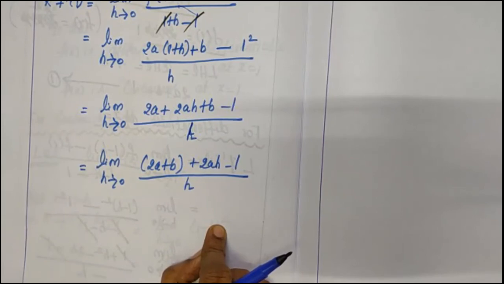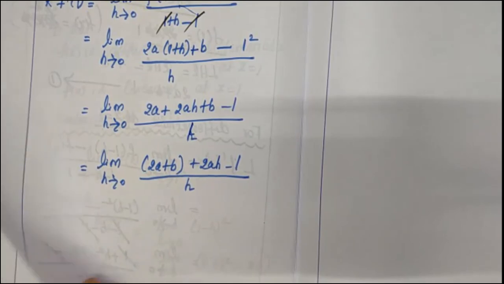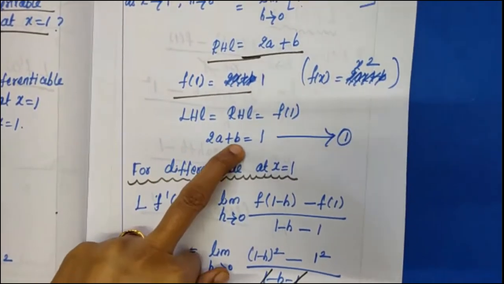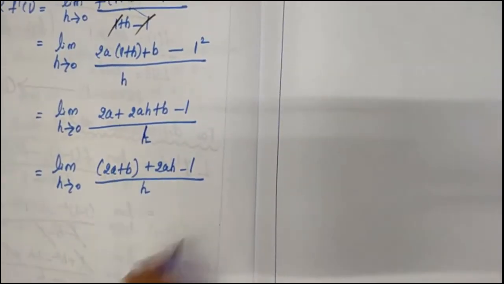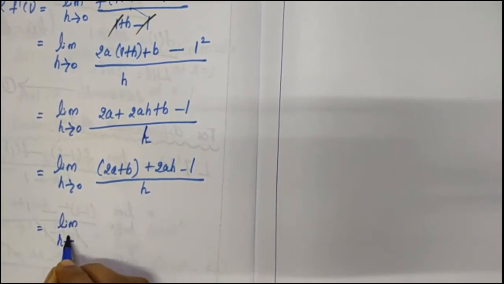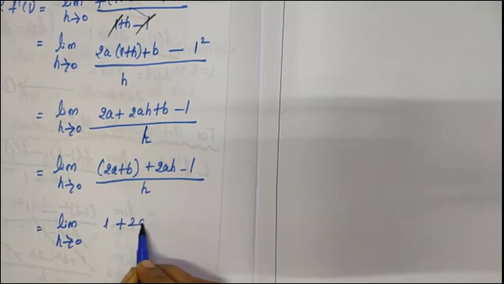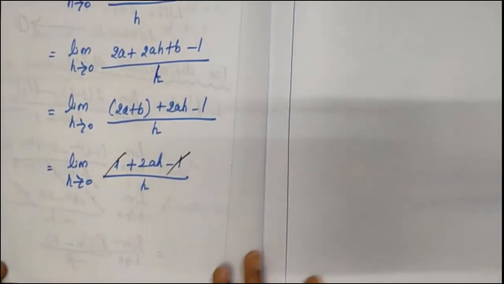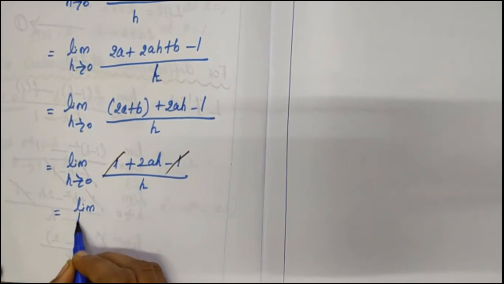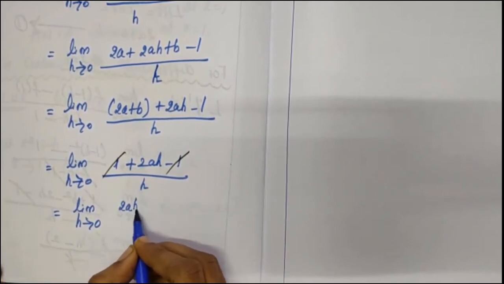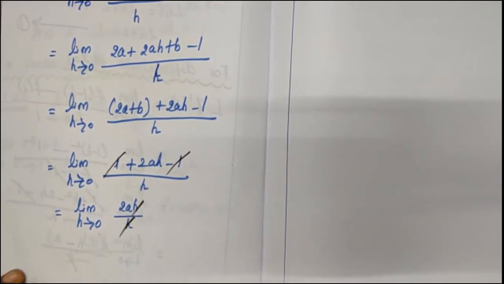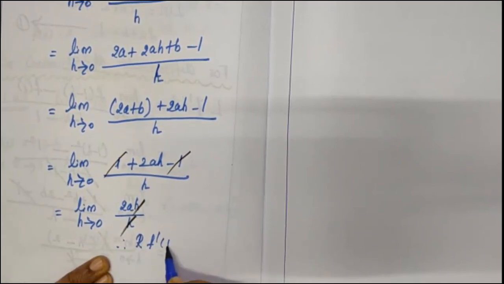h tends to 0. So 2a plus b is equal to 1 in the previous line. See, in the continuity result, the line 2a plus b is equal to 1 has come. The answer comes easily. If we substitute 1 here, limit h tends to 0, that value is equal to 1 plus 2ah minus 1 by h. Now plus 1 minus 1 get cancelled. Limit h tends to 0, 2ah by h. Now this h also cancelled. So 2a is a constant term, write as it is. Therefore, write f dash of 1 is equal to 2a.